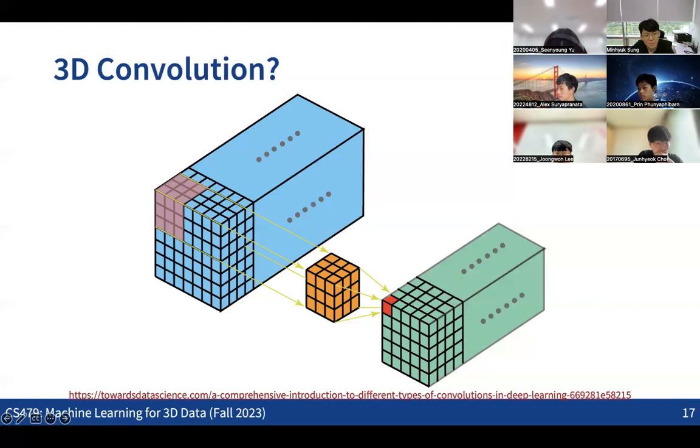Then what would be the downside? What would be the issues when we have this kind of 3D convolution in the 3D case? Do you have any thoughts? If we think about directly extending the idea of 2D convolution into 3D convolution to deal with 3D data, what would be some downsides for that?